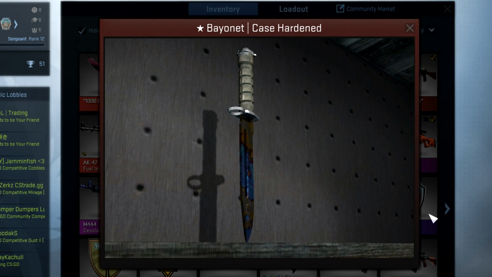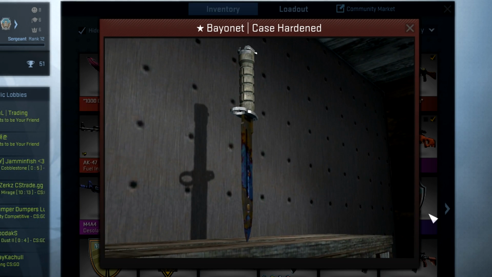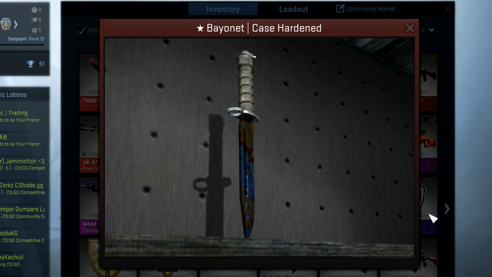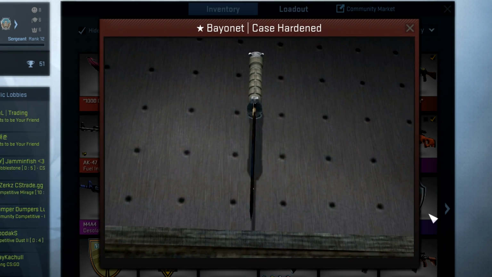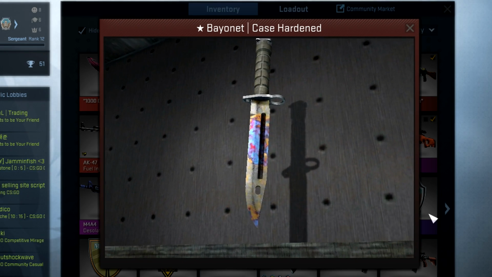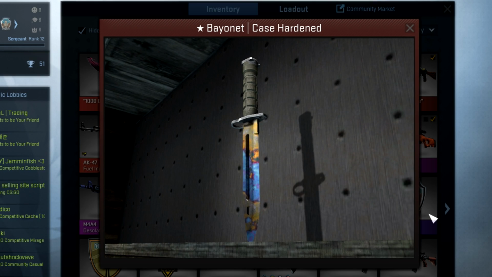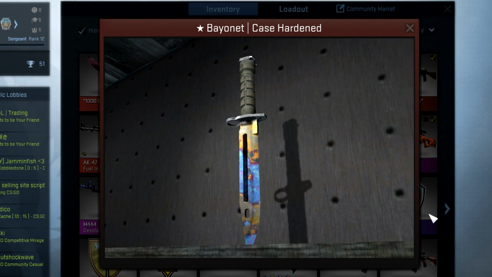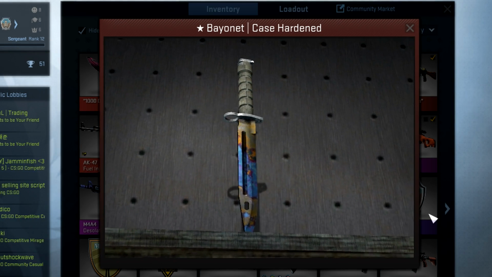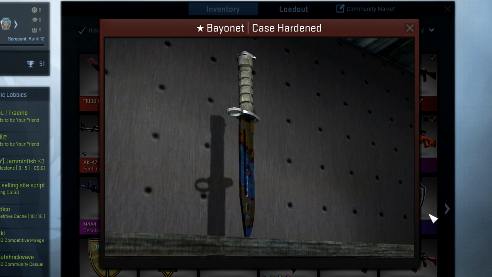Anyways, this is a bayonet case hardened. I believe this is field tested. It might be minimal wear. I don't remember, I didn't look. But this is the back side. It has a decent amount of blue on it, and the front side doesn't have really that great blue. This probably isn't really worth anything over market. If it is, it's a tiny bit. So stuff like that that's hardly worth over market, I would honestly just pass on.